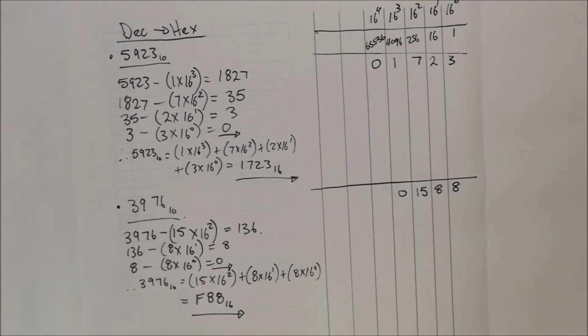Okay, so essentially we're using the same principles as we did for binary numbers and for octal numbers. The only difference over here is that we are going to be replacing numbers that are larger than 9 with alphabetical letters. So all the numbers from 10 to 15 will be replaced by the letters A to F in the alphabet.